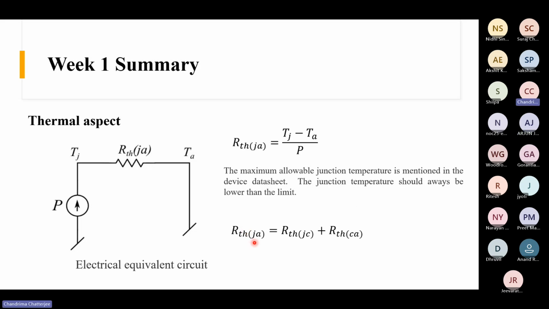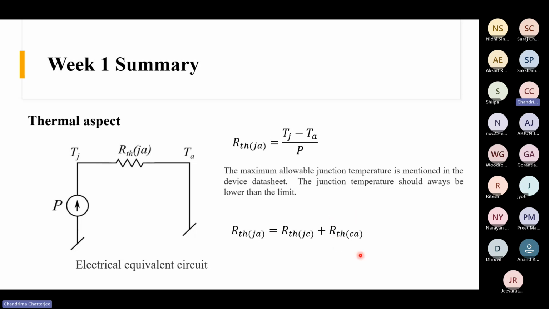And this junction to ambient thermal resistance is basically the summation of two resistances. One is junction to case. If you see the datasheet of any device, the junction to case thermal resistance is specified, and another one is case to ambient. So if you know the maximum allowable junction temperature, and you know the ambient temperature, and you also know the power loss, you can calculate RTHJA, right? And if you know this quantity from the datasheet, you can calculate this thermal resistance.